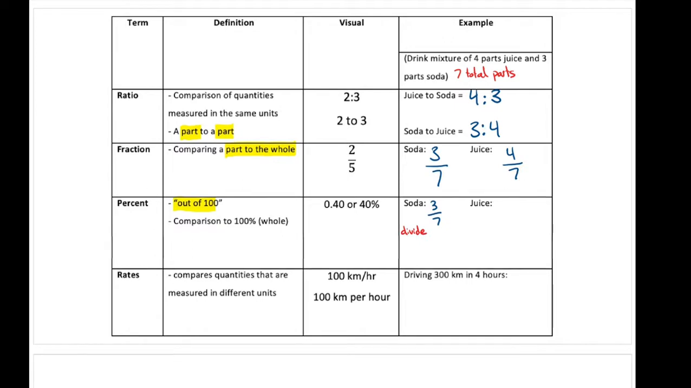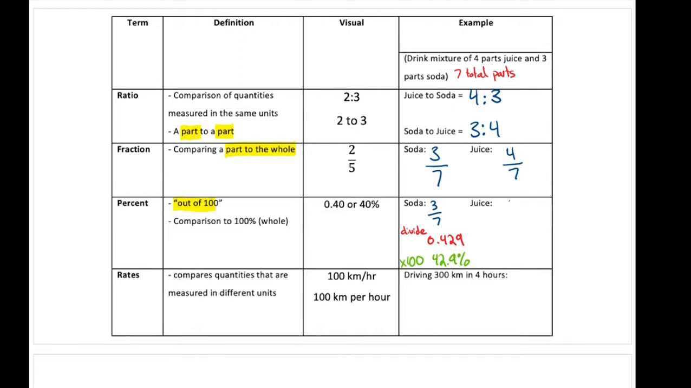So 3 divided by 7 gives us 0.429. And then to get to the percent, we multiply by 100. So this becomes 42.9%. Let me just keep this color coded. So to go from a fraction to a decimal to a percent, we have to divide our fraction and then multiply by 100%.